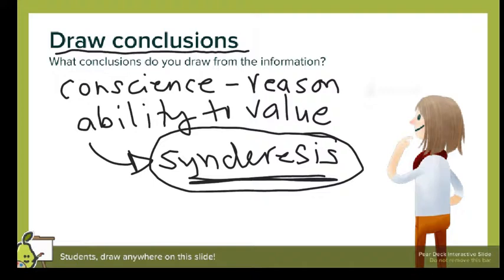So that's why I showed it, and I thought it was really interesting. So let's continue to the next part of the lesson.